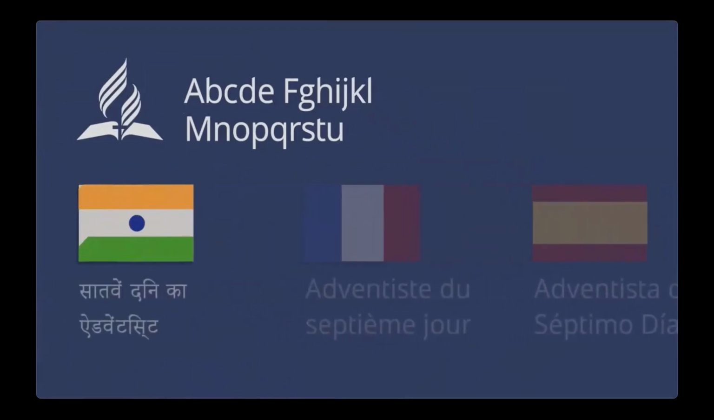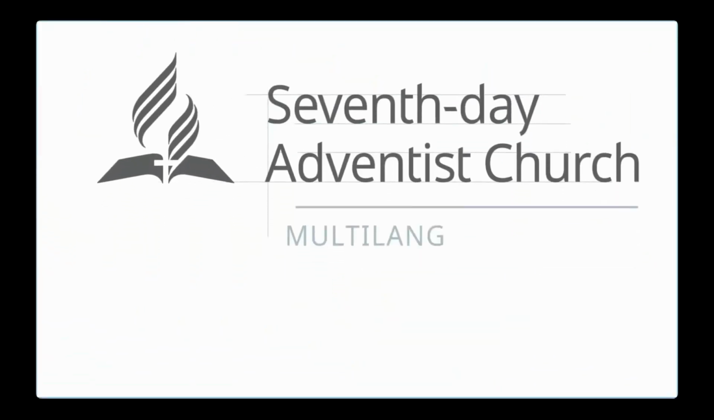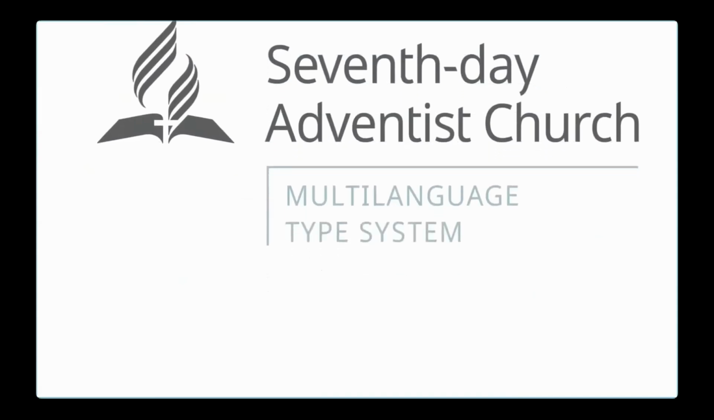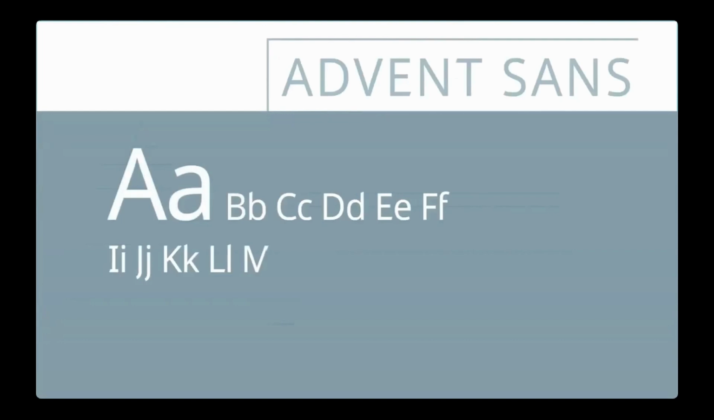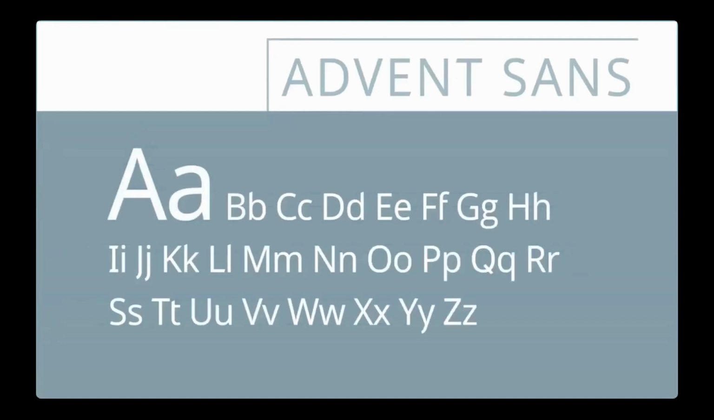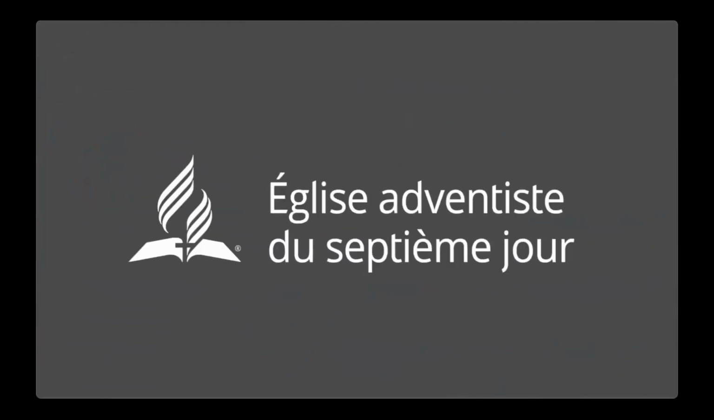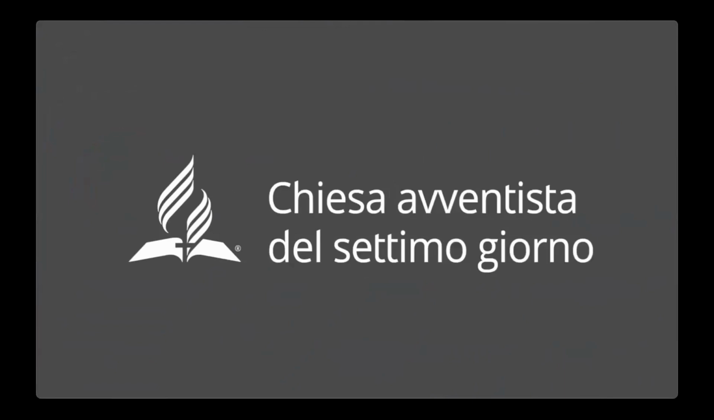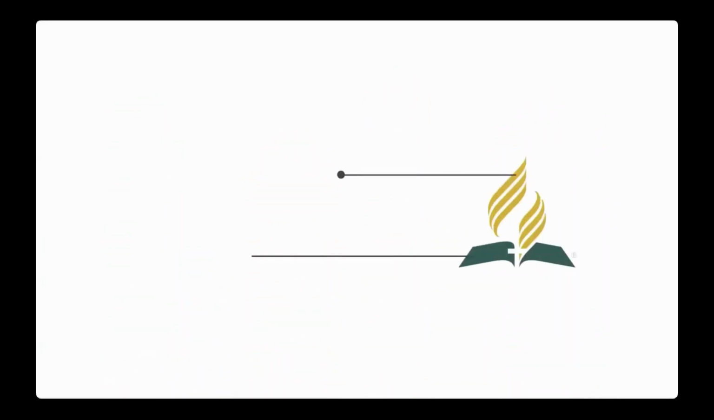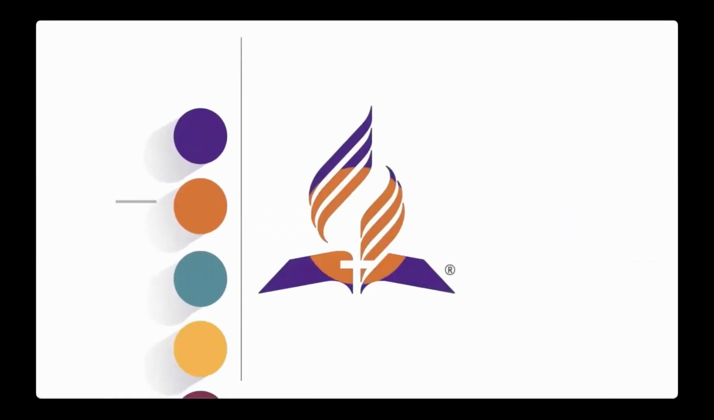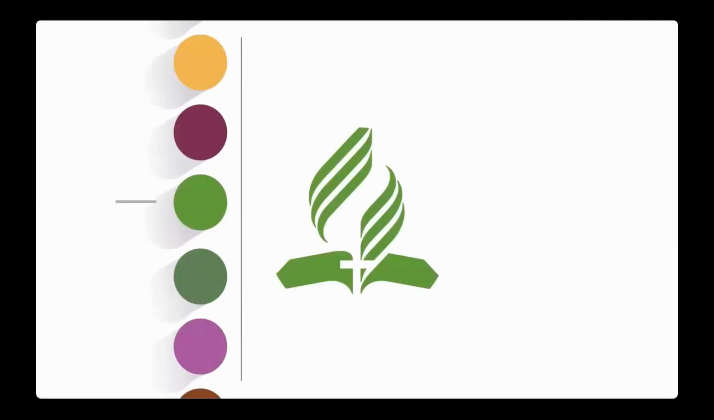To accommodate for this, we created a multi-language type system using Advent Sans, an open source font designed specifically for the Seventh-day Adventist Church. This sleek universal font, accompanied by a flat, single-tone symbol, provides a modern, cohesive visual identity for our church. Colors hold cultural meanings. We want to celebrate that. While in the past, specific colors were recommended for global use, now in this new variable color system, the logo can be adapted to match or complement other layout elements, provided it always remains a single solid color.